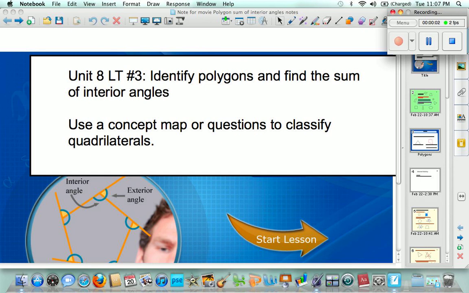As we go through the notes for Unit 8, Learning Target number 3, you need to make sure that you're writing all of the information down in your notebooks unless otherwise noted. Okay, this first slide, you need to make sure you title your notes Unit 8, Learning Target number 3. We are going to be talking about polygons, and this learning target is on your learning target sheet as well, so you don't need to write all this down.